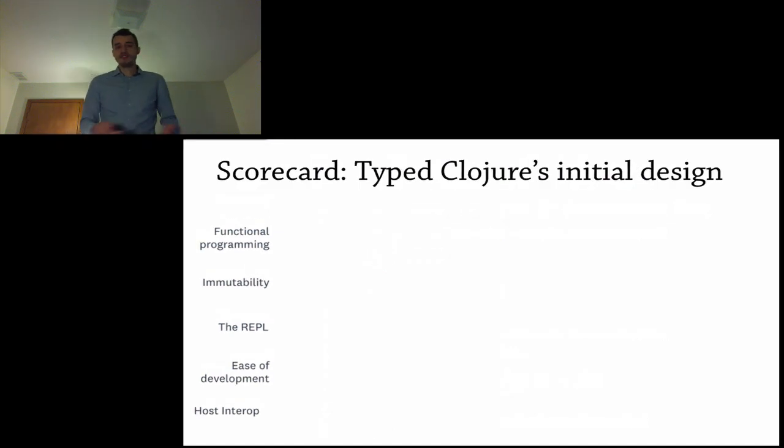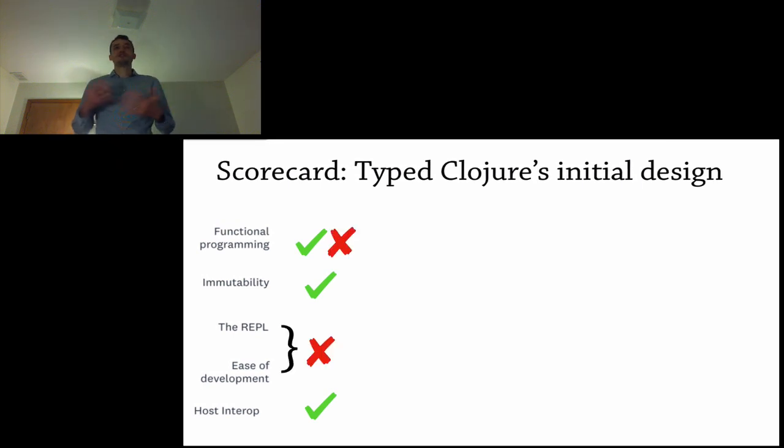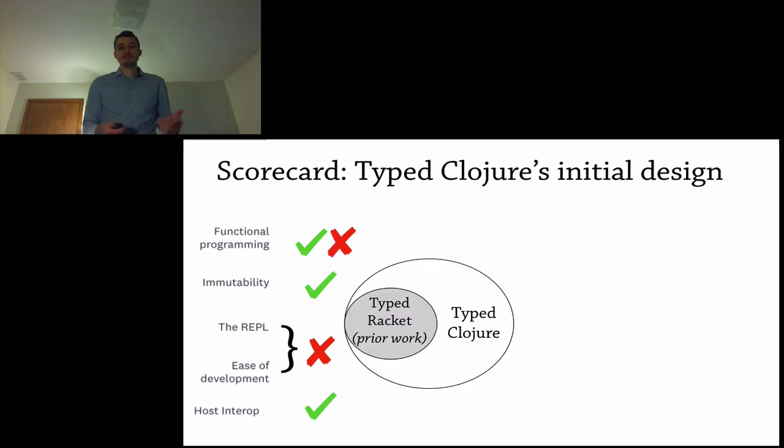So how did we do with the evaluation overall? I think we did really well with immutability and host interoperability. There are some wins with functional programming, but unfortunately there are also some downsides to using a functional programming style in Typed Clojure. And the ease of development also suffered greatly from the type errors and annotations.